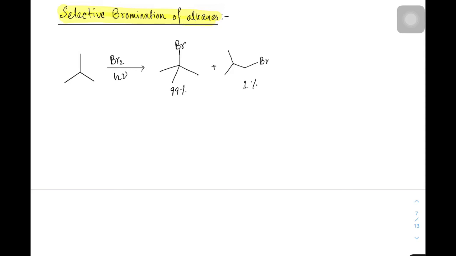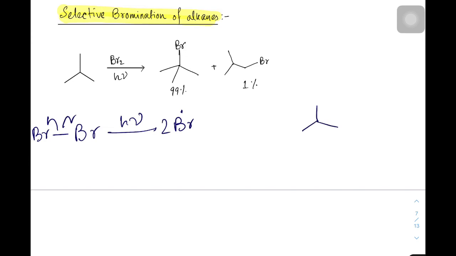Now come to the next topic, selective bromination of alkene. Now in the presence of microwave, generally a homolytic cleavage occurs and forms Br dot. Now in the presence of this substrate, there are two possibilities. One, Br dot can take hydrogen from this position, and another from this hydrogen.